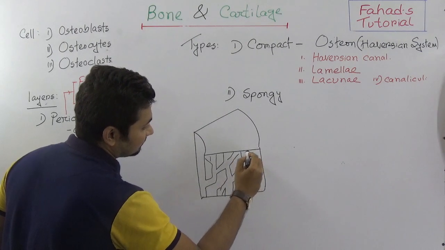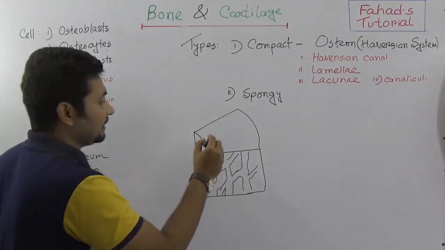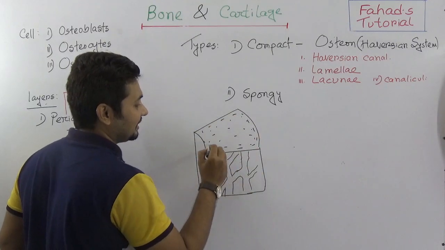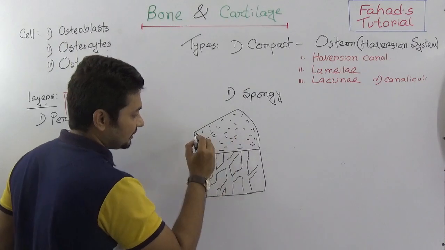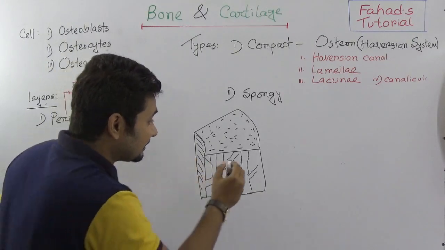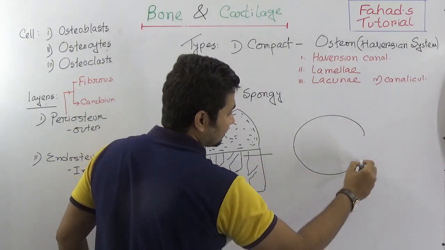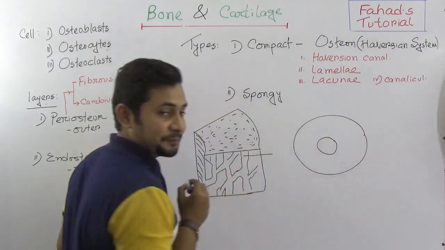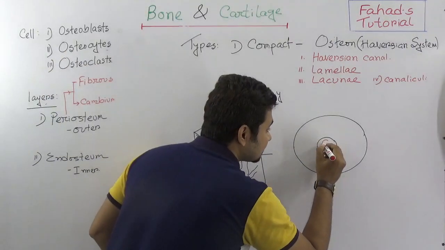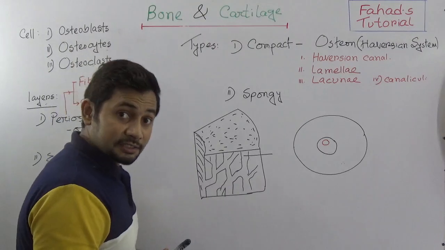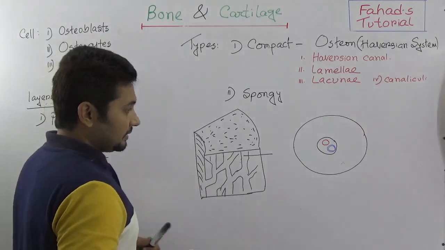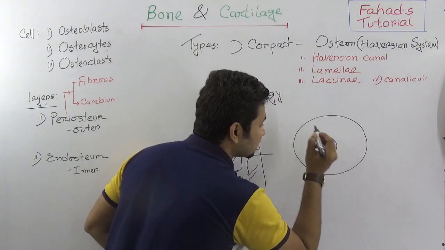If you see, there are a lot of spaces and channels, and inside are the cells, the osteocyte, osteoblast and osteoclast, forming the compact bone. If you look at the structure of this bone, you will find these channels. If you look at this part, it looks like a circular part. Inside there is a canal, and in this canal there are arteries and veins, and nerves are also present.